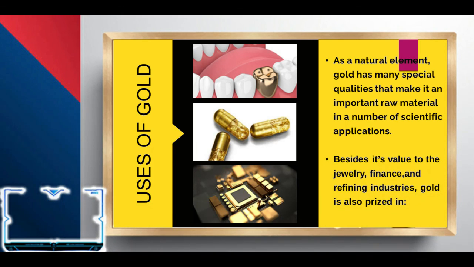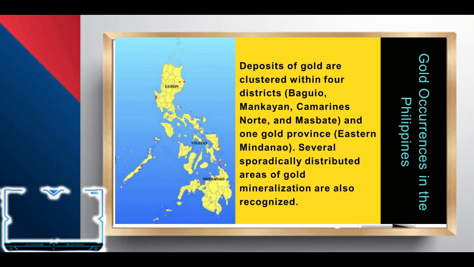Besides its value to the jewelry, finance, and refining industries, gold is also priced in. And also, gold has a high economic value. Last is the gold occurrences in the Philippines. Deposits of gold are clustered within four districts, that is Baguio, Mankayan, Camarines Norte, and Masbate, and one gold province is the Eastern Mindanao. Several sporadically distributed areas of gold mineralization are also recognized.